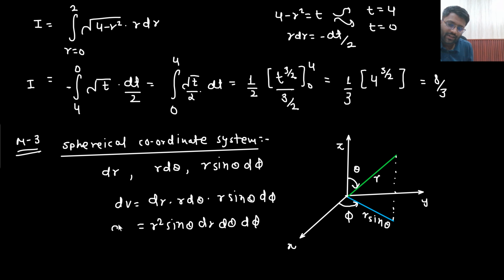From now onwards, whenever I am going to use the volume, I will directly write down r square sin theta dr d theta d phi, and I will not even give any explanation. You should have the habit of picking it up. Is that clear to you? So this will be the volume.